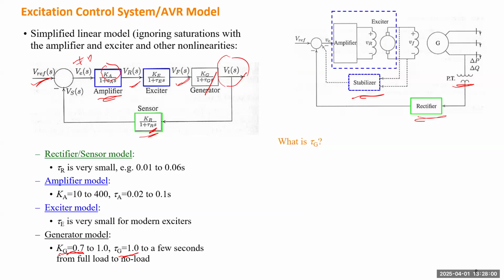So let me ask the question, what is tau G? Based on what you have learned in the generator modeling section, we have a very detailed model of a synchronous generator, right? We start from the transient, subtransient dynamic and steady state, and we introduce many different time constants, for the d and q axes. So what is tau G?